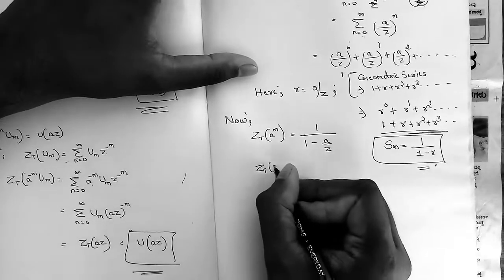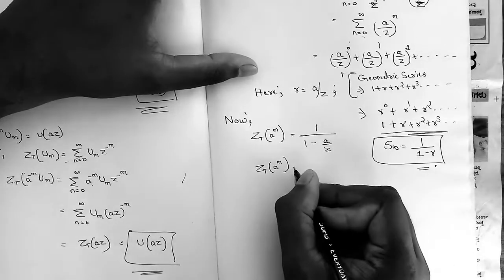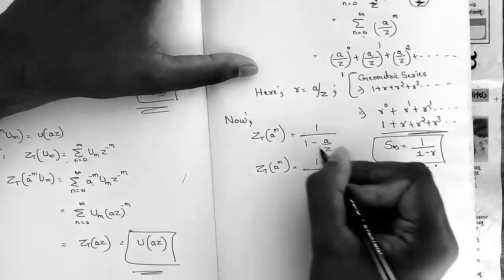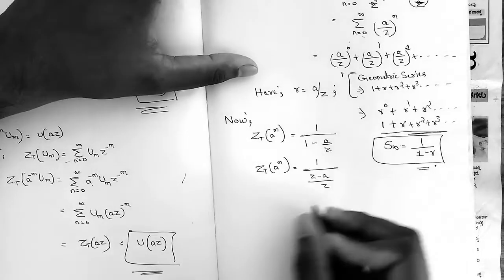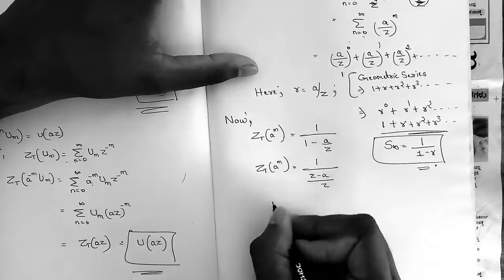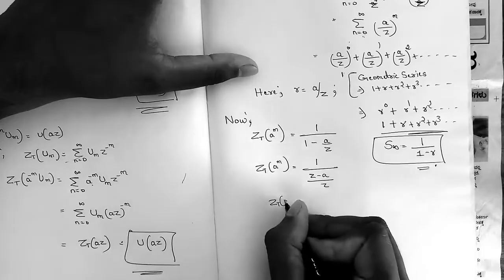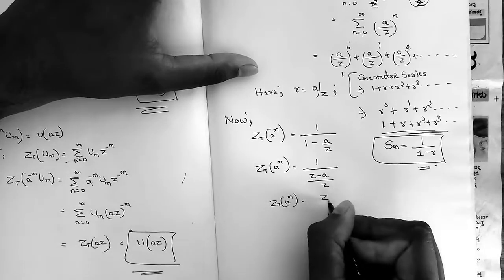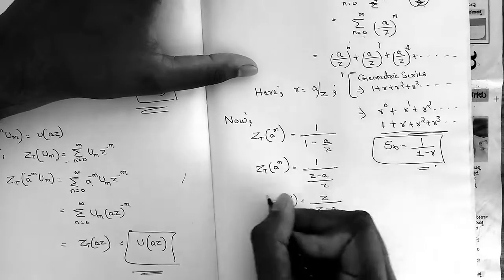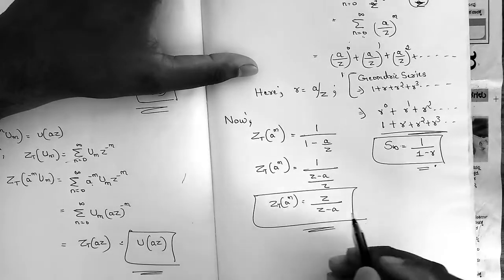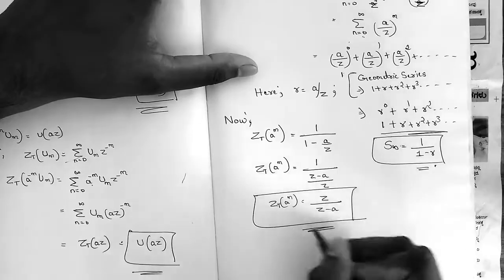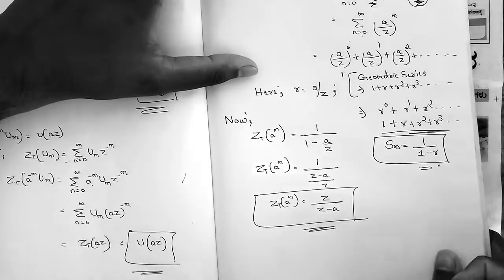That is, z transform of a of n is equal to, let's take the LCM, z minus a by z. So now when we bring this z across, if you cross multiply it, it becomes z by z minus a. So this is the required z transform of a power n: z divided by z minus a.